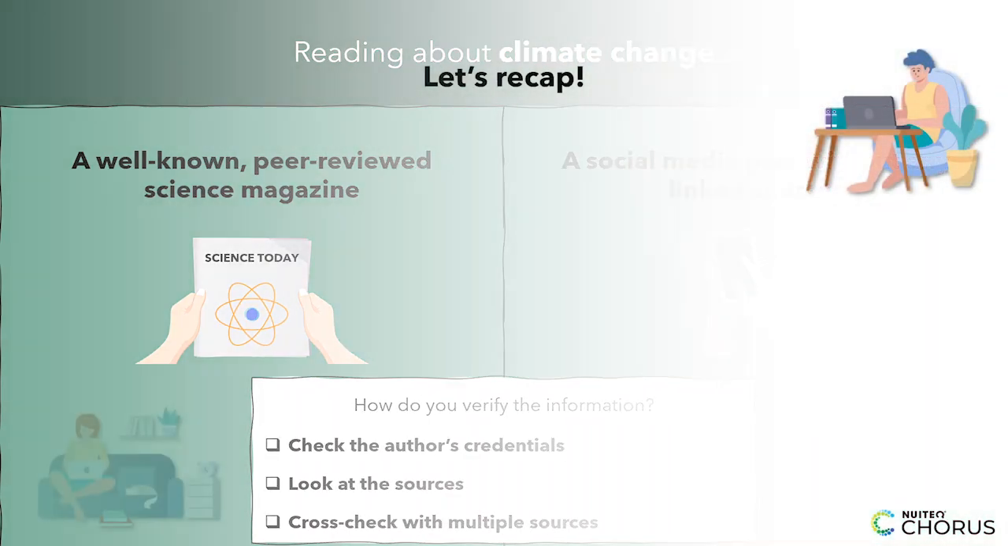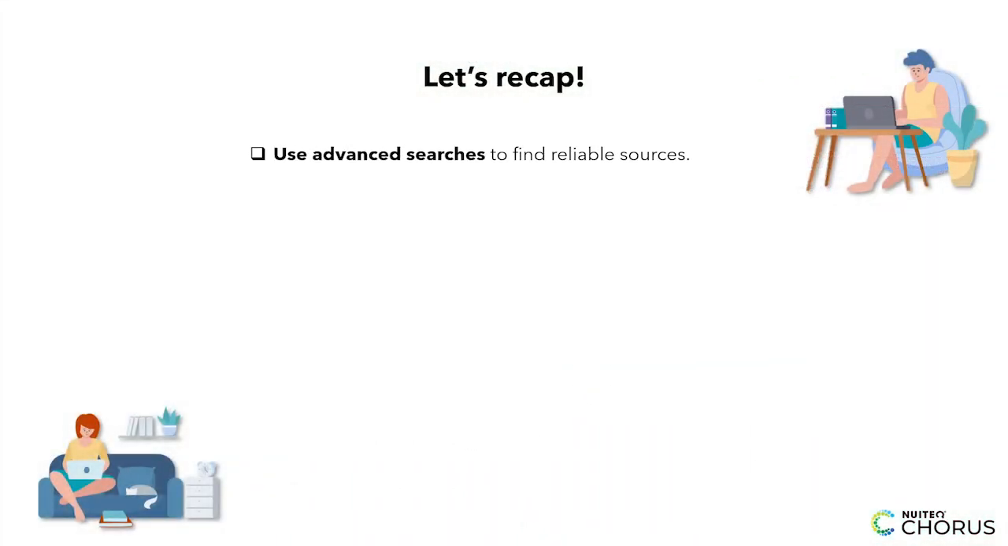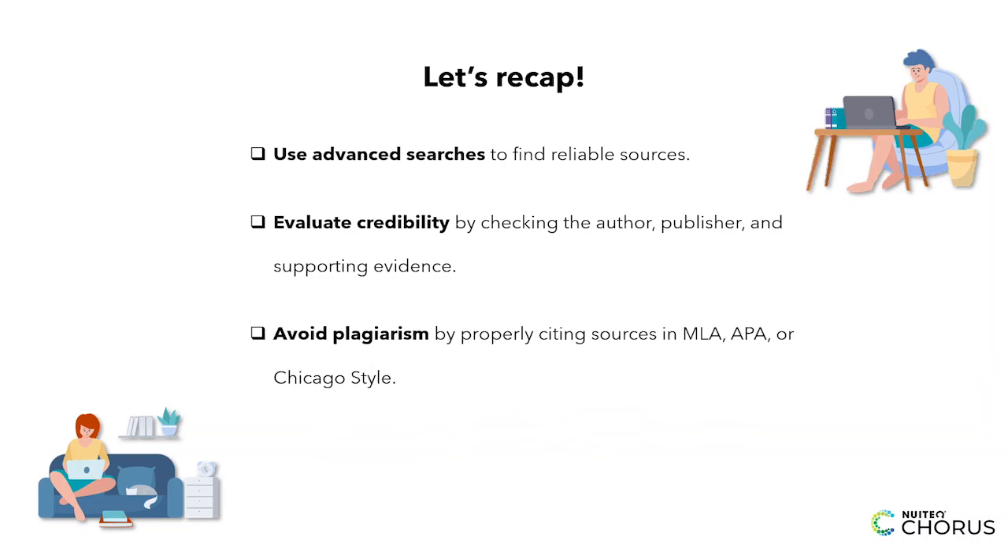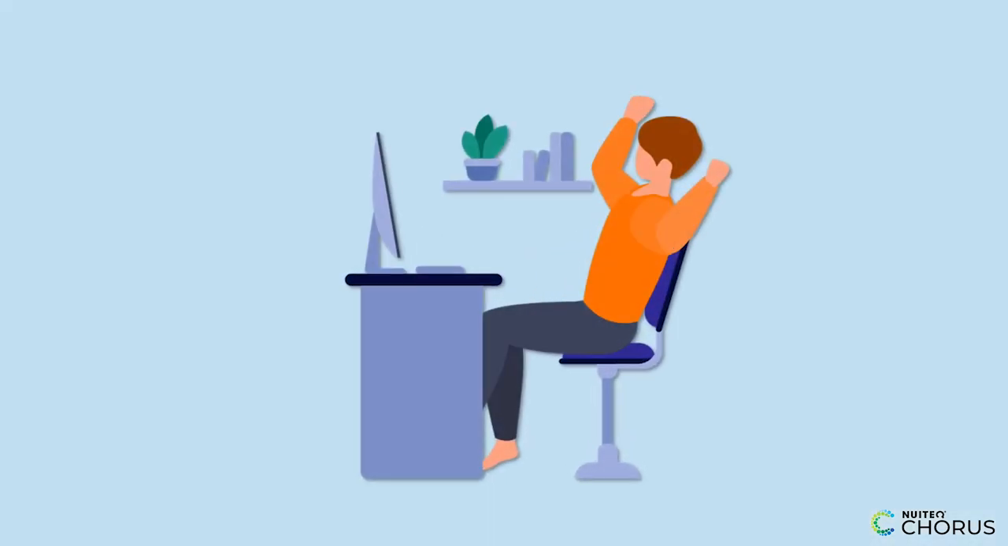Let's summarize what we've learned today. Use advanced searches to find reliable sources. Evaluate credibility by checking the author, publisher, and supporting evidence. Avoid plagiarism by properly citing sources in MLA, APA, or Chicago style. Cross-check information to ensure accuracy. By mastering these research techniques, you can produce writing that is informative, trustworthy, and academically strong.